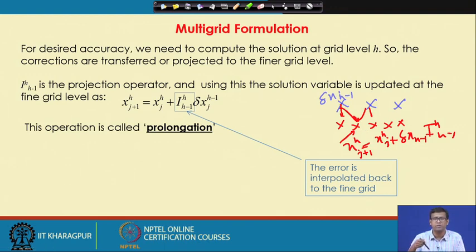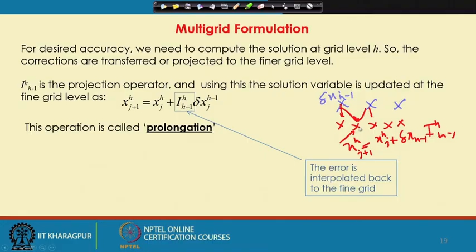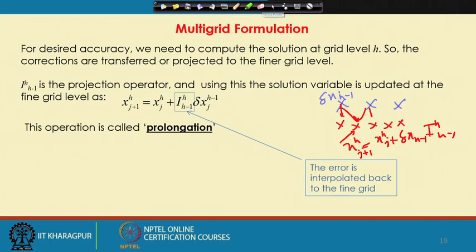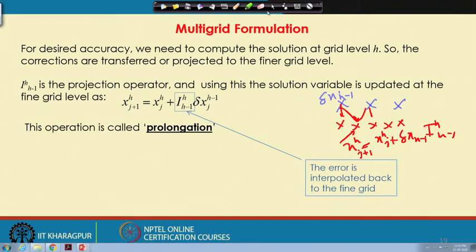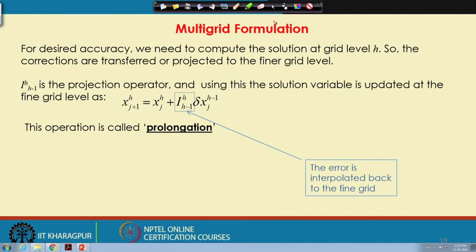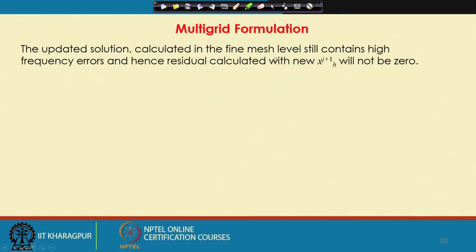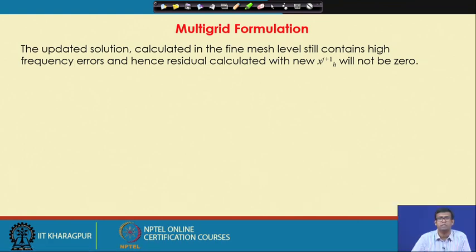Will this give me a converged solution? No, because we have calculated something at the fine grid level which has looked into some of the low frequency oscillations at the coarse grid level, but has not resolved all the high frequency oscillations here. So, we have to again do some correction at the fine grid level, and this is again like an interpolation from coarse level to fine level, this I operator. The updated solution calculated at the fine mesh level still contains some of the high frequency errors.